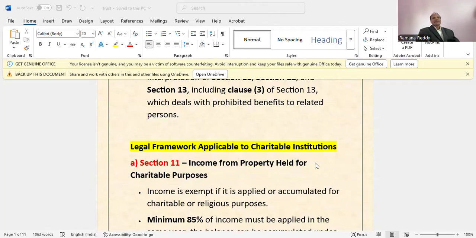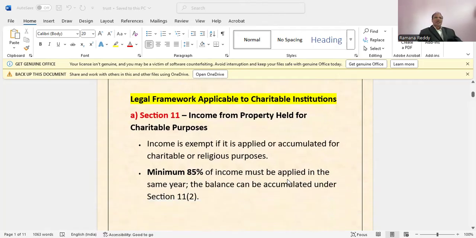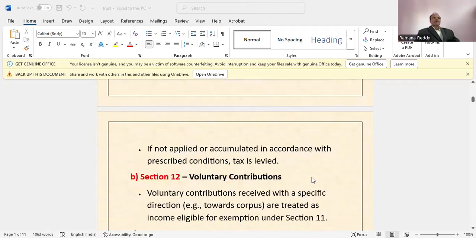Income is exempt if it is applied or accumulated for charitable or religious purposes. Minimum 85% of income must be applied in the same year. The balance can be accumulated under Section 11(2). If not applied or accumulated in accordance with the prescribed conditions, tax is levied.